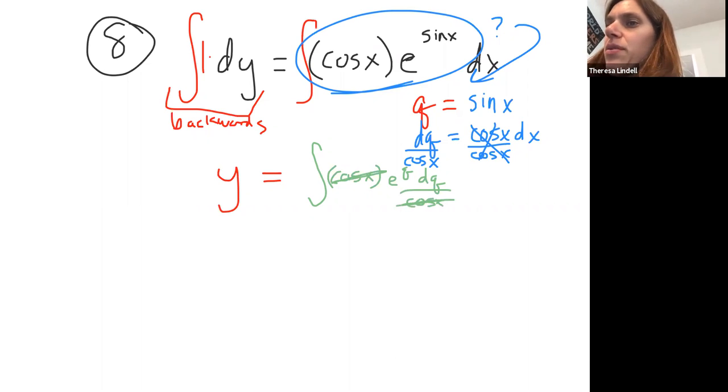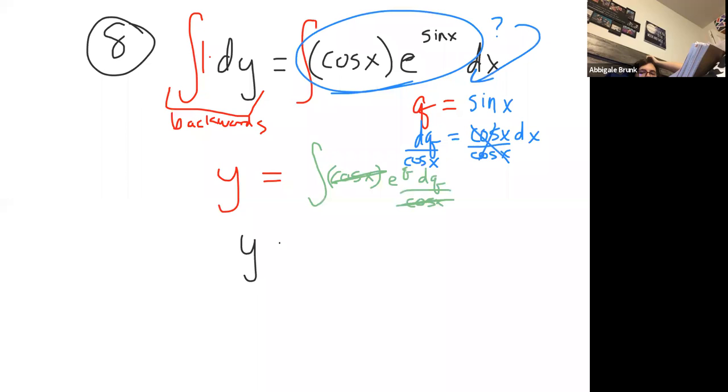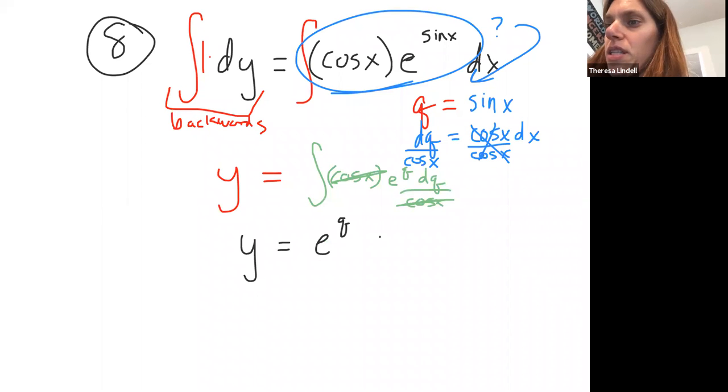And what's backwards from e to the q? E to the q. Boom. So backwards from e to the q is e to the q plus c. And then I'm going to erase the q and put in my q again, which is sine x. And then if you notice, it gives you this thing, right?